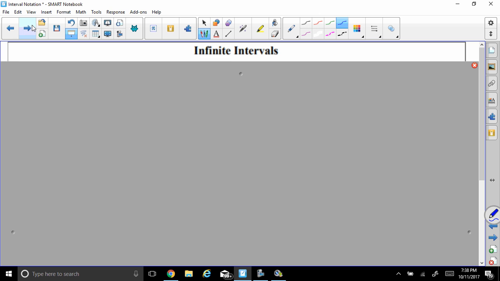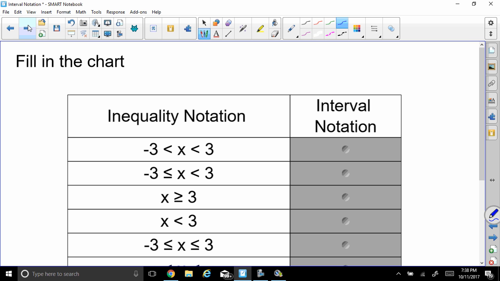So here's something I plan on showing you in class, a little more notes. So let's try it and see if you understand what's going on. So here's our inequality notation. See if you can get it. -3 less than x less than 3.